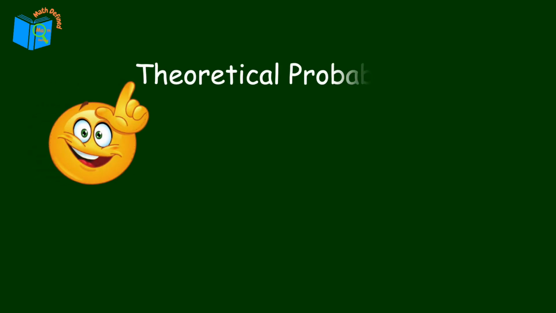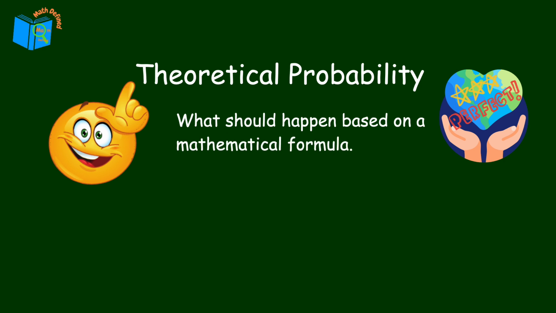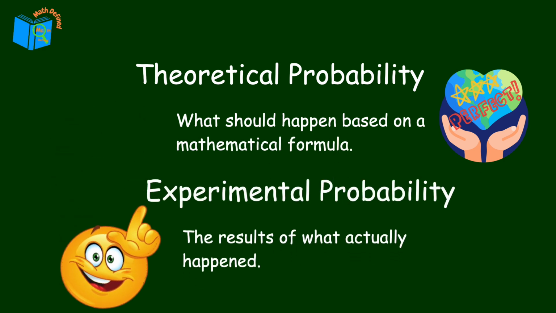Remember, theoretical probability is what should happen based on a mathematical formula. Experimental probability is what actually happened. You can use both to make predictions and even win some carnival games.